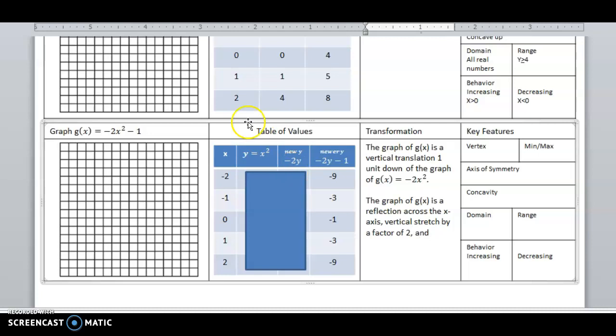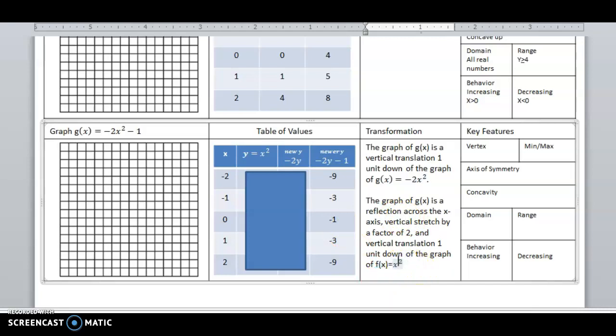And lastly, we subtracted 1 for the value of the constant c. So we say vertical translation 1 unit down of the graph of, let me say the original function is f of x is equal to x to the second power. So let me copy this x to the second power here.